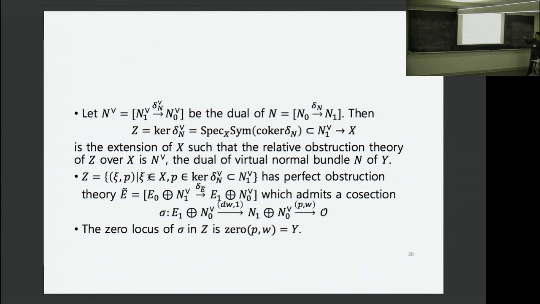and if you want to think of this as a scheme, you take the symmetric product of the cokernel of delta_N and then take the spectrum. That's how you cover this as a scheme or Deligne-Mumford stack. So that's our enlargement of X to include the dual of the normal bundle. And then by construction, there is an obvious relative obstruction theory of Z over X. We're simply adding the kernel of delta_N, so the relative obstruction theory is exactly this.